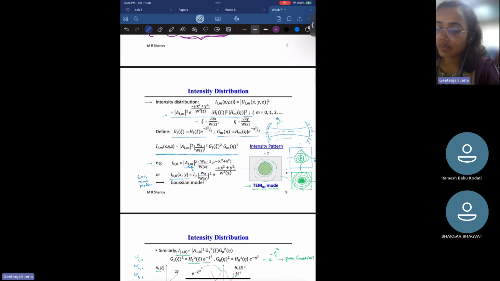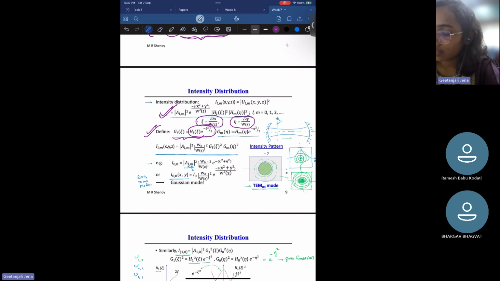So intensity is given by mod of U_LM squared. If you take the square of U_LM, we will get an expression like this. Now in the next step, we have made a substitution: we have taken zeta as root 2 x by w_z and eta as root 2 y by w_z. Using this substitution, we have defined two new functions, which is G_L of zeta, related to the Hermite polynomial H_L of zeta, e to the power minus zeta squared by 2.